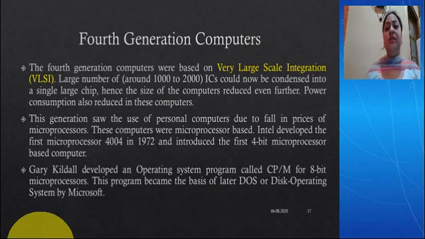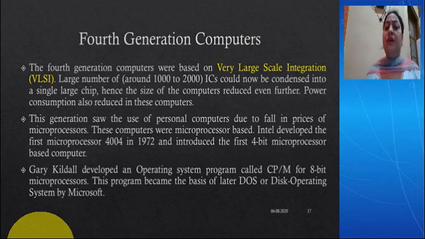The fourth generation computers were based on very large scale integration. A large number of ICs, around 1000 to 2000, could now be condensed into a single large chip. Hence, the size of the computers reduced even further. Power consumption also reduced in these computers. This generation saw the use of personal computers due to the fall in prices of microprocessors. These computers were microprocessor based.